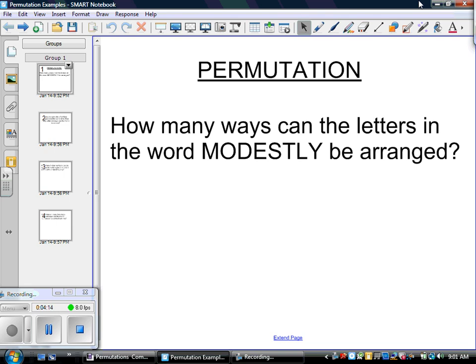So yes, order is absolutely important. We are arranging all of the letters in this word, and so in that case, we have 8 positions to fill. Let's get our pen. And so we have 1, 2, 3, 4, 5, 6, 7, and 8.